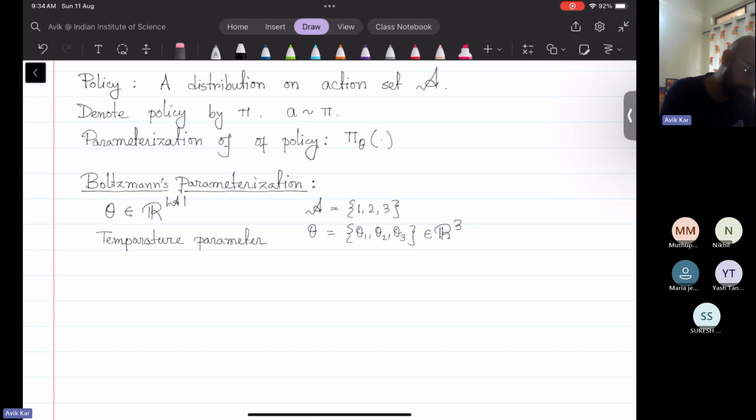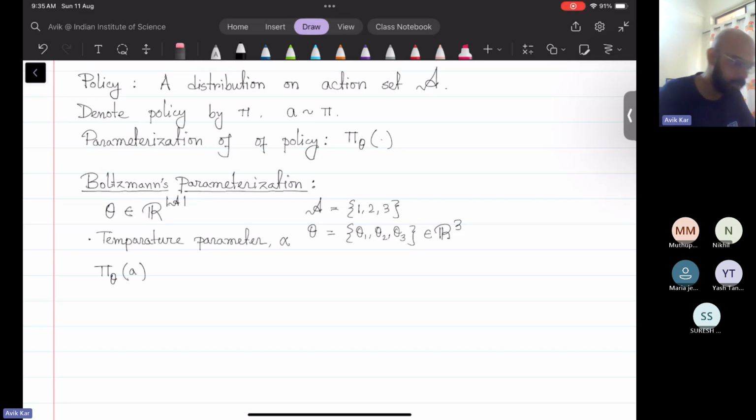It is denoted by some alpha. So the temperature parameter is just something fixed. You can take it as one. So for the time being, let's take it as alpha, but we can replace it by one while coding. So pi theta a, that is a probability mass, right?